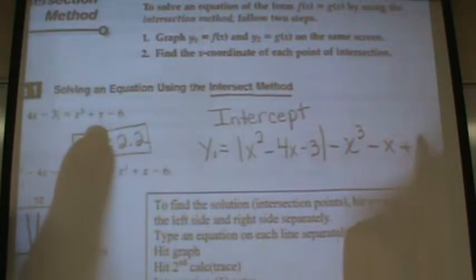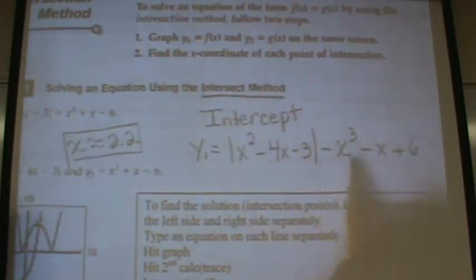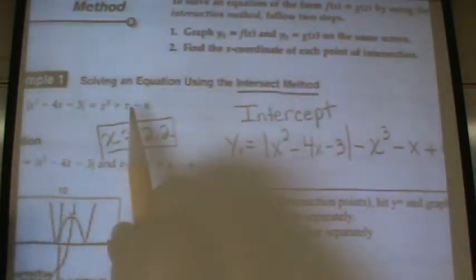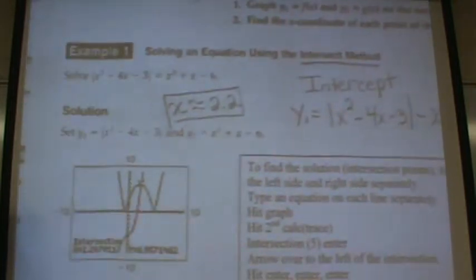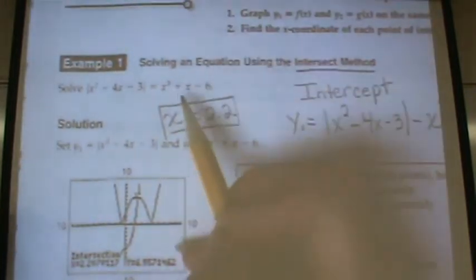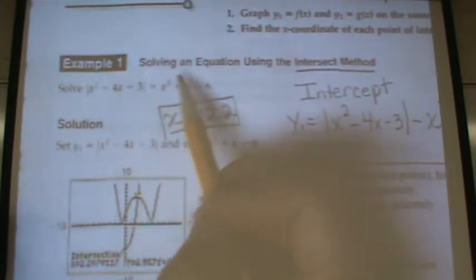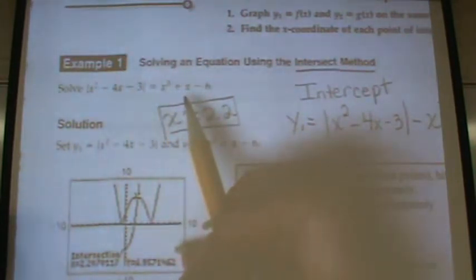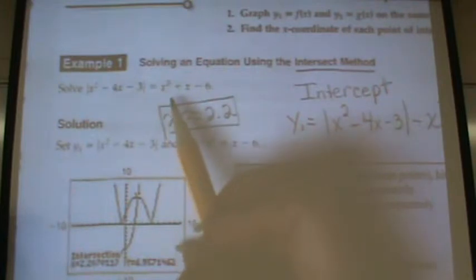Now, why am I changing these to a negative and a negative and a positive? Why am I doing that? Anyone know why? When you move something over, what are you doing? You're adding the opposite of it.